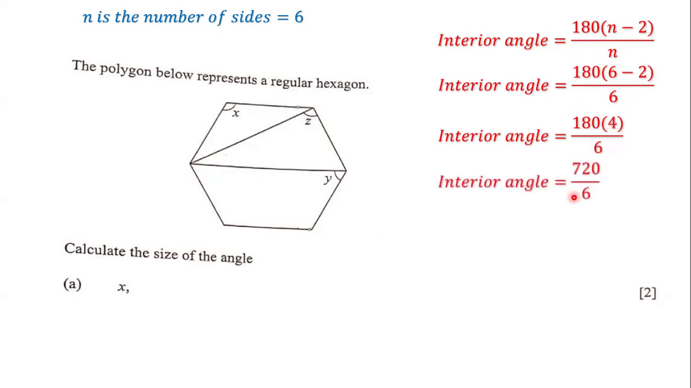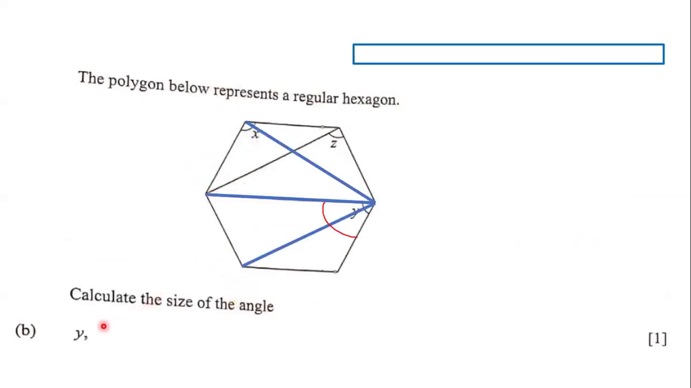And 180 multiplied by 4 is 720. And we have to divide that by 6. So we have 720 divided by 6, and 720 divided by 6 is 120. So that means that the interior angle of this regular hexagon is 120 degrees. And so the size of angle X is 120 degrees, the size of the interior angle of this regular polygon.